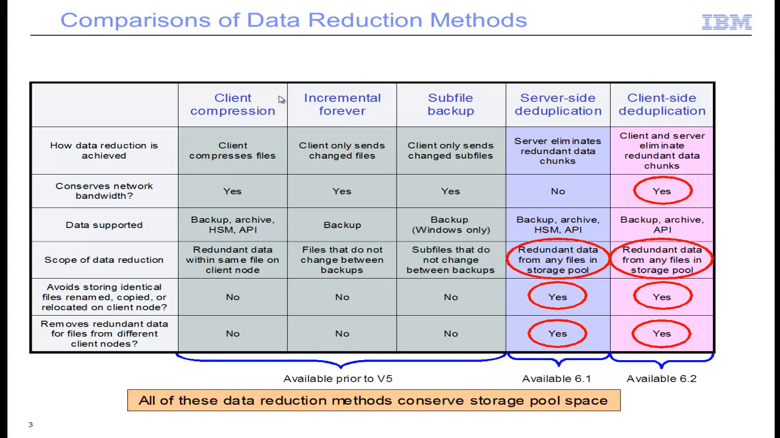When we look at data reduction methodologies, there's a lot of different metrics we can look at to see which type of data reduction technique we should be using, or which combination of data reduction techniques we should be using. So we can see here, for instance, with client compression and incremental forever or subfile backups, that all of these are going to go out and have savings on the TSM server. But none of those provide the ability to avoid storing identical files or renamed files, or the ability to remove redundant data from the storage pools. Those pieces would be part of the TSM server-side deduplication or the TSM client-side deduplication.